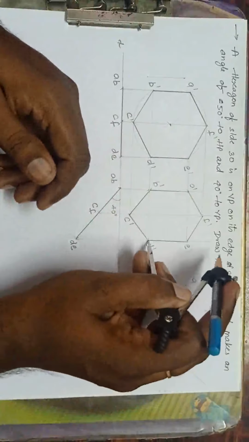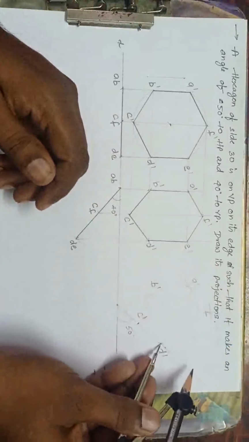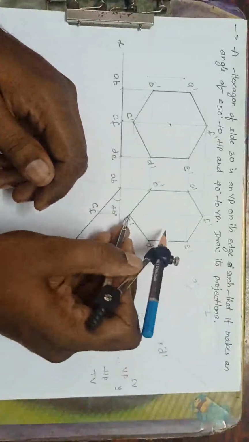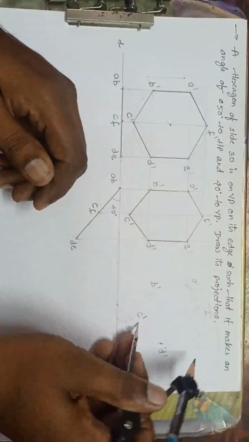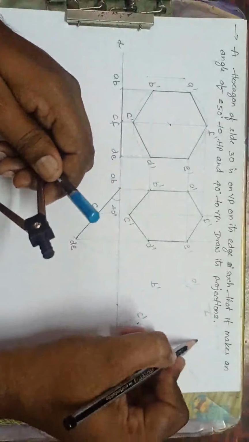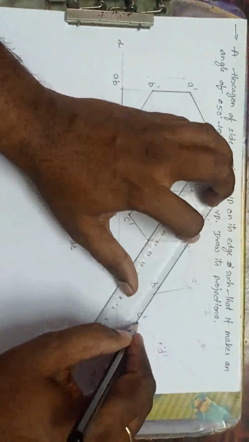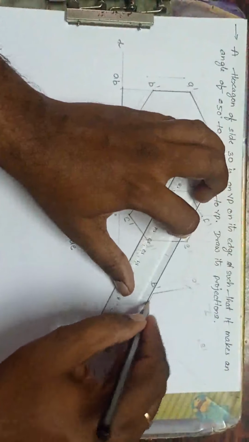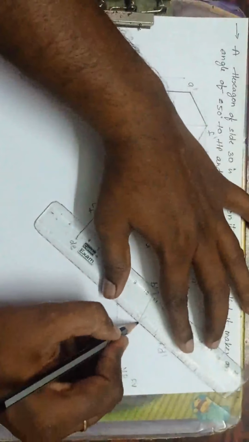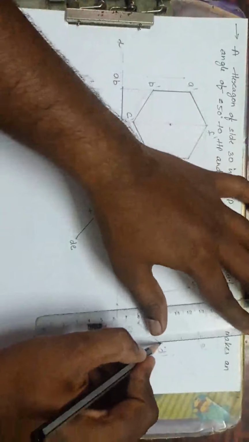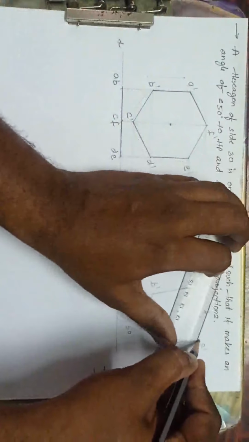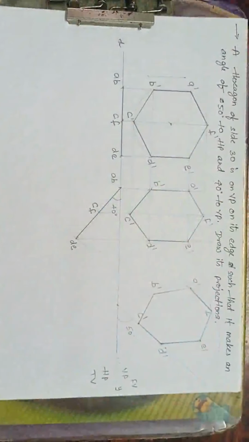Next, take radius D dash to E dash. D dash as center, cut here. Take radius C dash to E dash. Cut here. What I'll get? I'll get E dash. Just join. A dash B dash. B dash C dash. C dash D dash. D dash E dash. E dash F dash. A dash F dash. Okay, we have got the hexagon now.